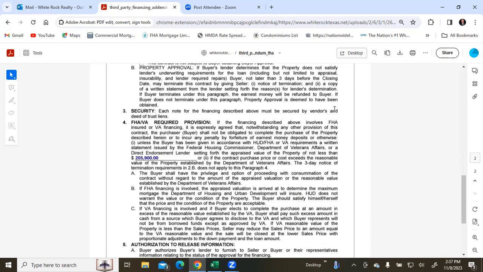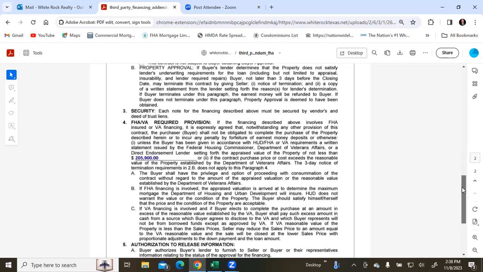the buyer has been given, in accordance with HUD, FHA, or VA requirements, a written statement issued by the Federal Housing Commissioner, Department of Veterans Affairs, or a direct endorsement letter setting forth the appraisal value of the property of not less than a certain dollar amount. Okay, which means this is the sales price you're putting in here. Okay, whatever the sales price was in paragraph 3C of the 1 to 4 family, that's what goes in there.